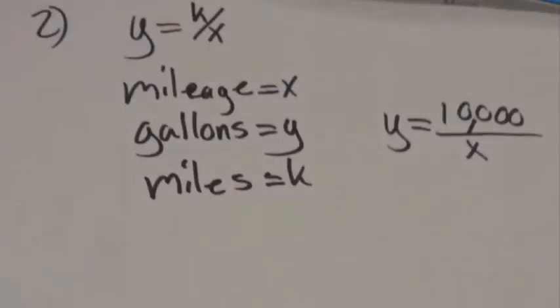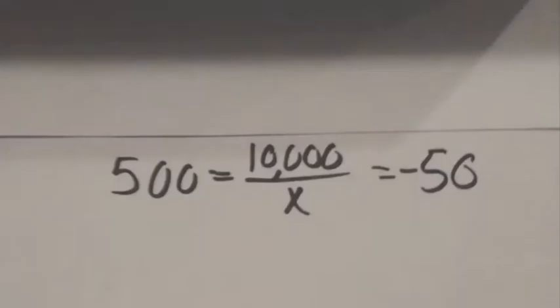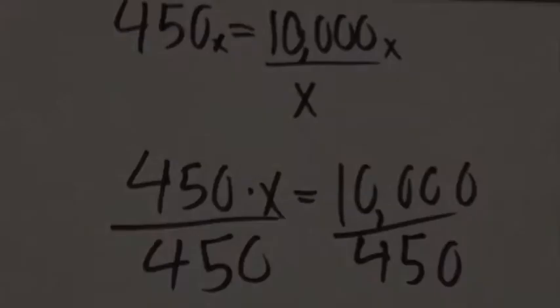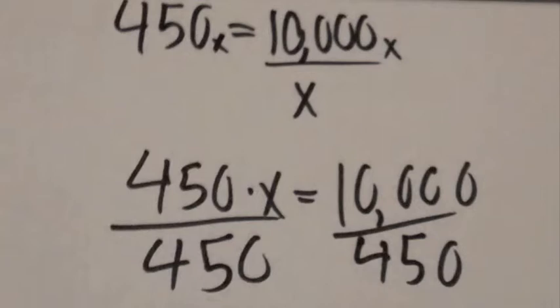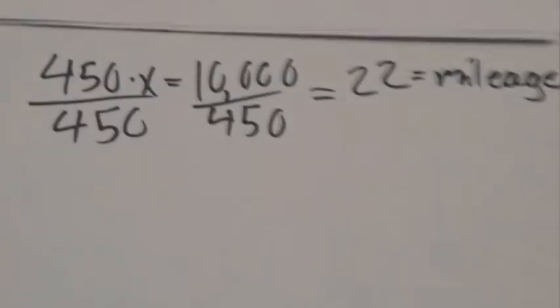For question number 2, we used the inverse equation, which was y equals k divided by x. So our equation was 500 equals 10,000 divided by x. After doing that, we did 450x equals 10,000x divided by x, which equaled 450 times x divided by 450 equals 10,000 divided by 450. After solving that, we got 22, which equaled our mileage.